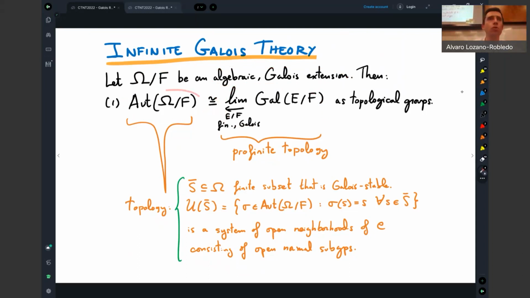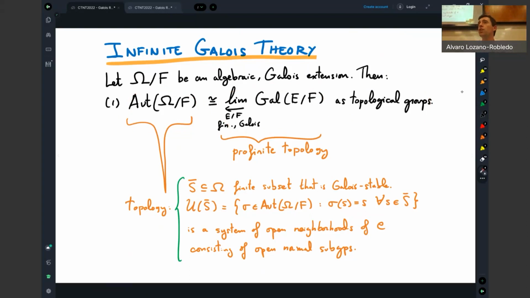So the automorphism group is, well, automorphisms of omega that fix F, or field automorphisms of omega over F. You can first prove that this is actually isomorphic to that automorphism group. And not only are they the same as automorphisms, but also as topological groups. What topology? This is a profinite group, so the profinite topology. And the topology we put on automorphism groups is the following.